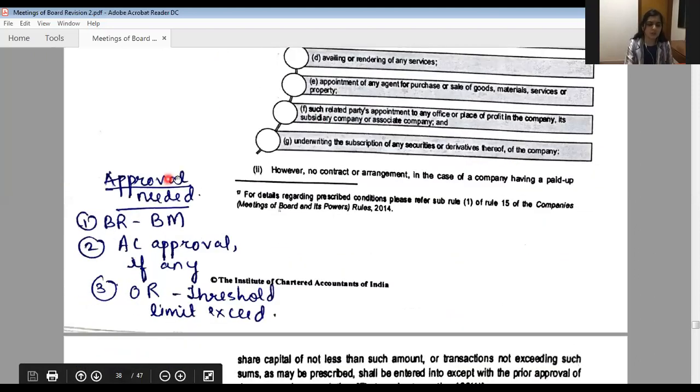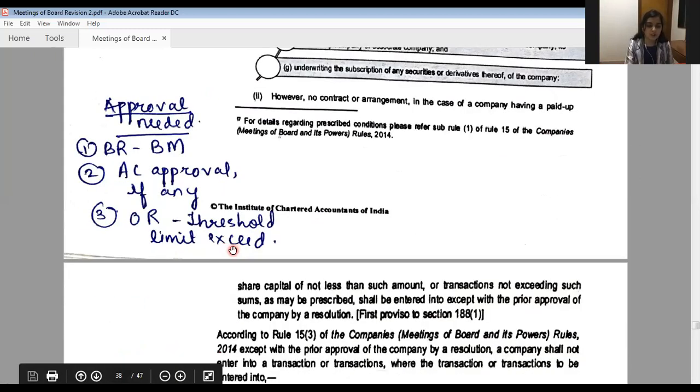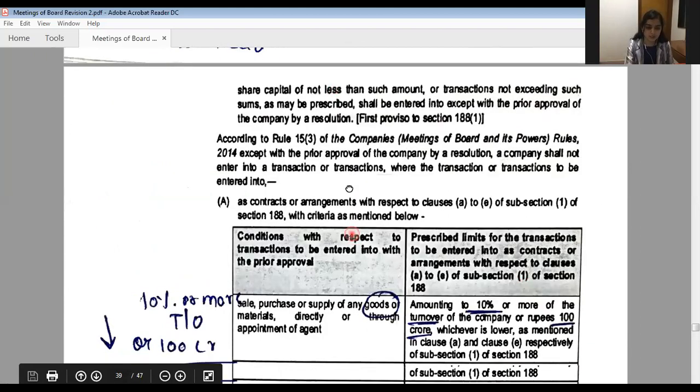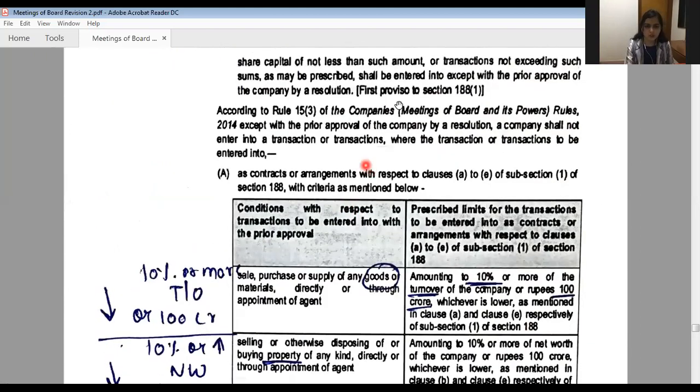Now, what are the approvals needed for related party transactions? The first is board resolution, which shall be passed at the board meeting. Then second is audit committee approval, if any audit committee is formed. And the third is ordinary resolution if the threshold limits exceed. Now we'll see what are the criteria, that is, what are the limits beyond which we need the approval.